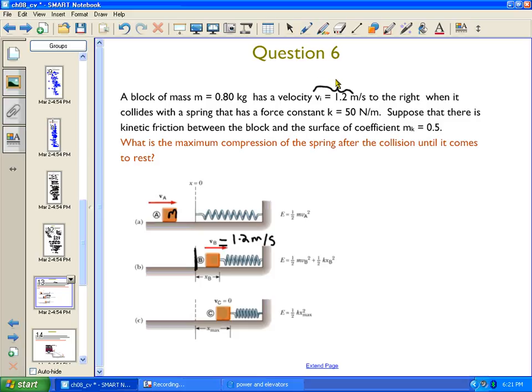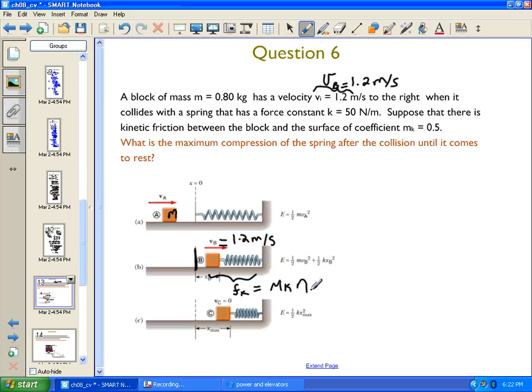So let's call that V sub B, the velocity at point B, when it collides with a spring that has a spring constant of 50 newtons per meter. And we're told, suppose there is kinetic friction between the block and the surface. So in other words, from here to here, we know there is kinetic friction, which is equal to mu k times N.